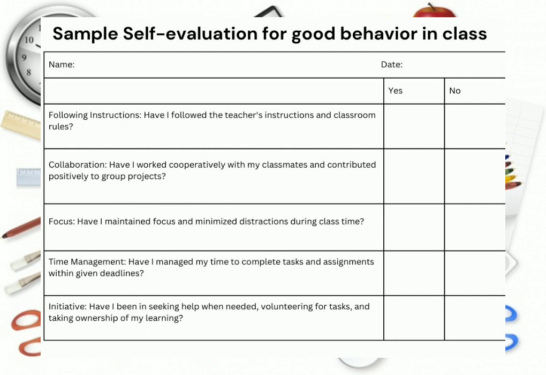Number eight, focus. Have I maintained focus and minimized distractions during class time? Ninth, time management. Have I managed my time to complete tasks and assignments within given deadlines? And tenth, initiative. Have I been seeking help when needed, volunteering for tasks, and taking ownership of my learning? For each item, you can just assign yourself a rating such as yes or no. And this self evaluation can help you assess your behavior in class and identify areas for improvement or areas where you excel.